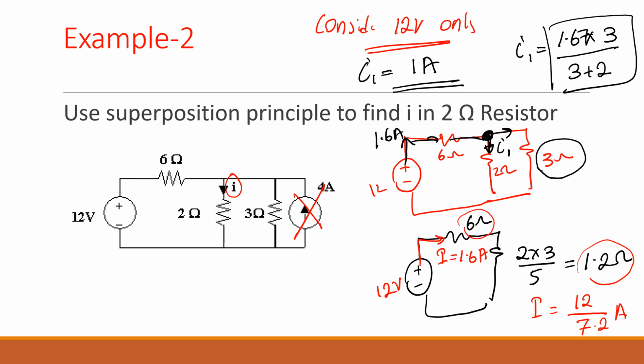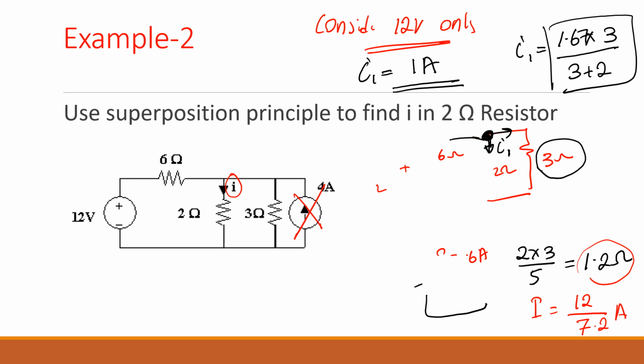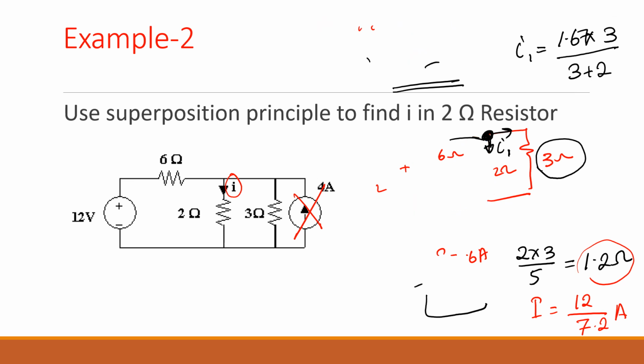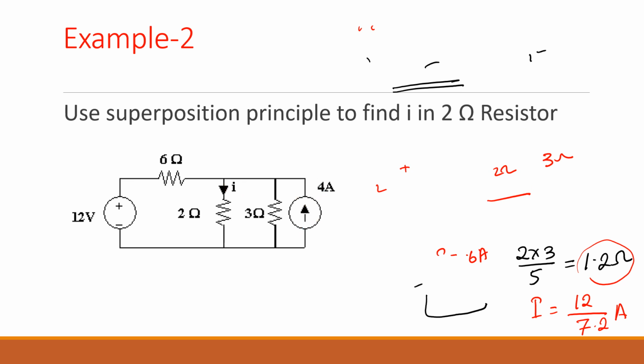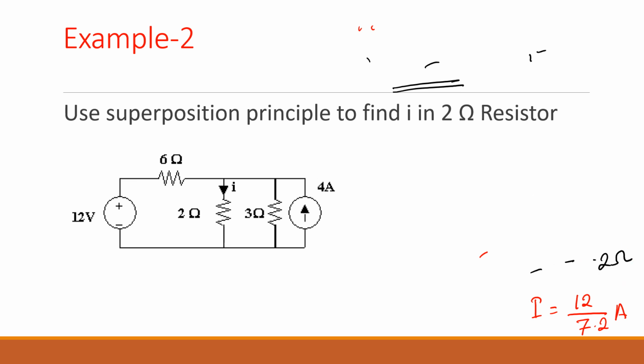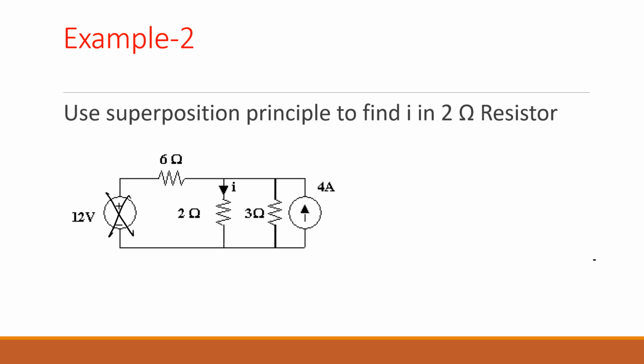Okay, now when you consider the current source, what did we get? Current source only. So when you consider the current source only, you are turning off the voltage source. Am I right? So when you turn off the voltage source, that path will become a short circuit. So what will be your circuit now?